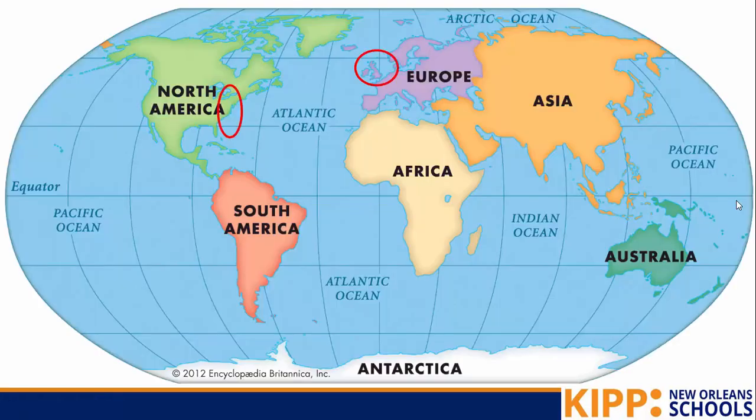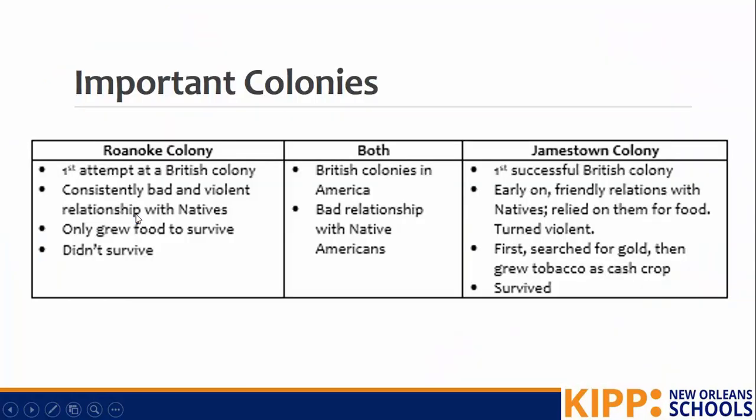Now we're going to focus mostly on the 13 American colonies. So those are those British created colonies that become the United States of America. There were a couple of really important colonies in those 13 American colonies. And the first was Roanoke. That was the first attempt at a British colony.